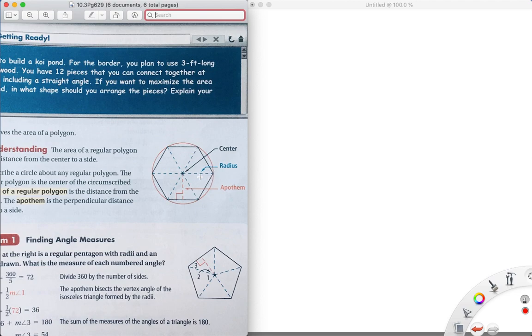Just like this, since the hexagon is inscribed in the circle, it has a center. The center for the hexagon and the center for the circle are the same thing. So the center applies to the regular hexagon, and the center applies to the circle.